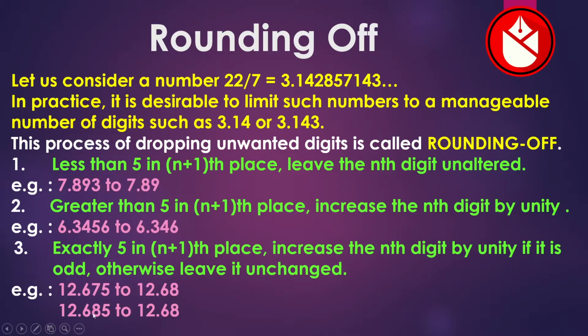And when we have 12.685, the third decimal point is exactly 5. Here the previous digit is 8, that is even. So here we are rounding 12.685 to 2 places of decimal as 12.68. That means when it is even, leave it unchanged.